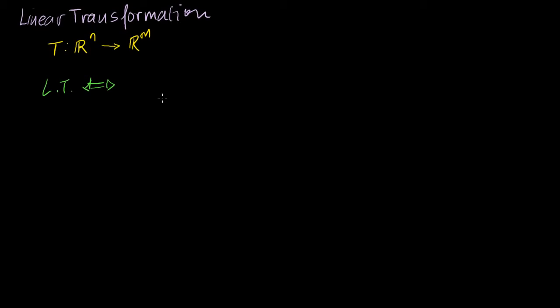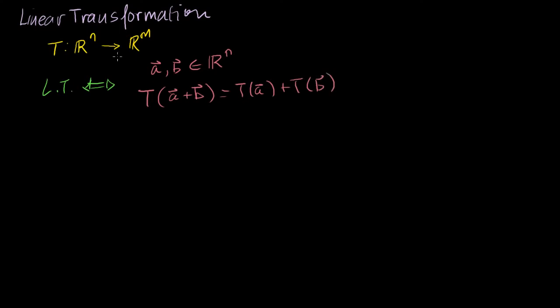Let's say that we have two vectors, say vector A and vector B, that are both members of Rn. So they're both in our domain. Then this is a linear transformation if and only if the transformation of the sum of our two vectors, if I add them up first, is equivalent to taking the transformation of each of the vectors and then summing them. That's my first condition for this to be a linear transformation.